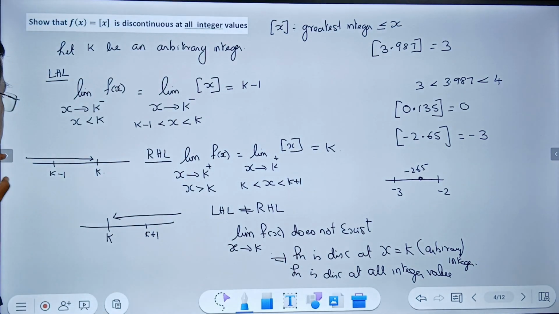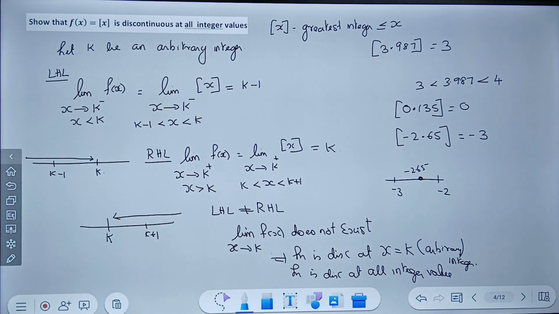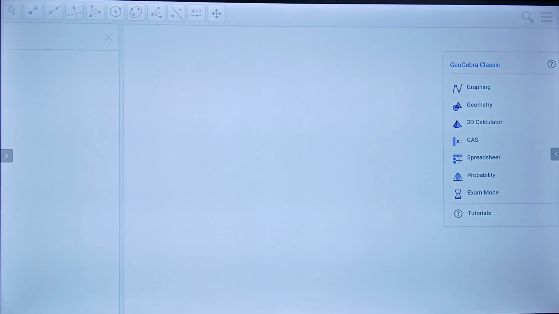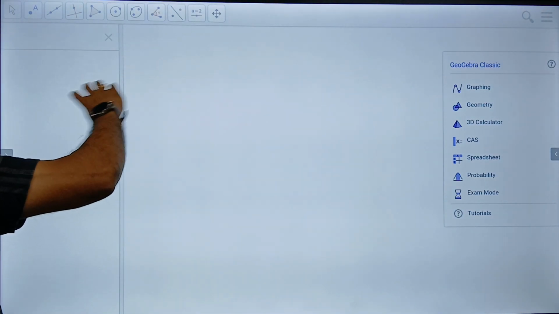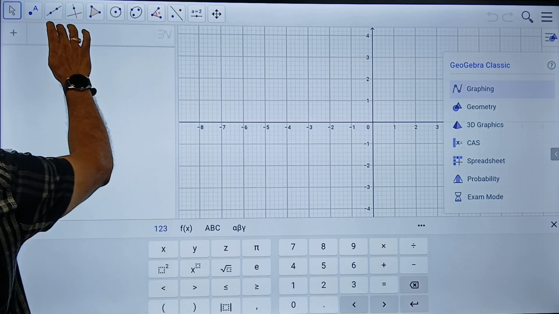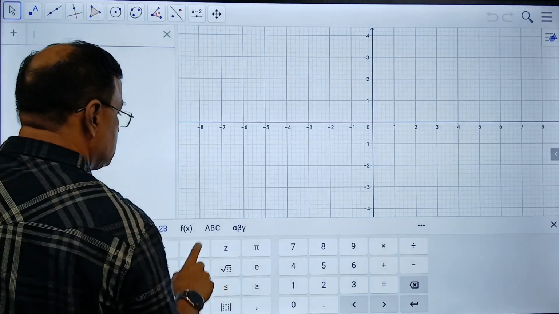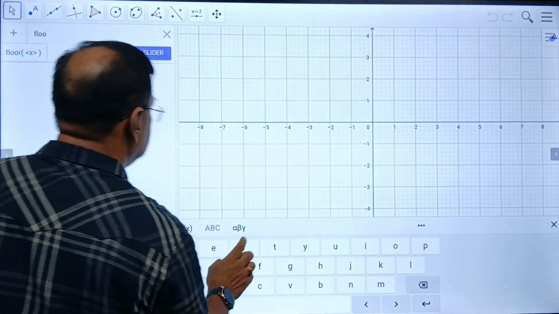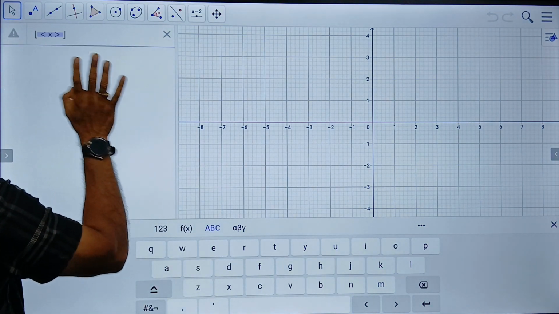Okay, now I'll just show you the graph also. I just want you to see it. Just a second, I should have kept it ready. I'll just show you the greatest integer function and we'll analyze the graph. Now here, the function name is actually floor. It is not exactly the greatest integer function, there's a small error, but we'll take it for convenience.